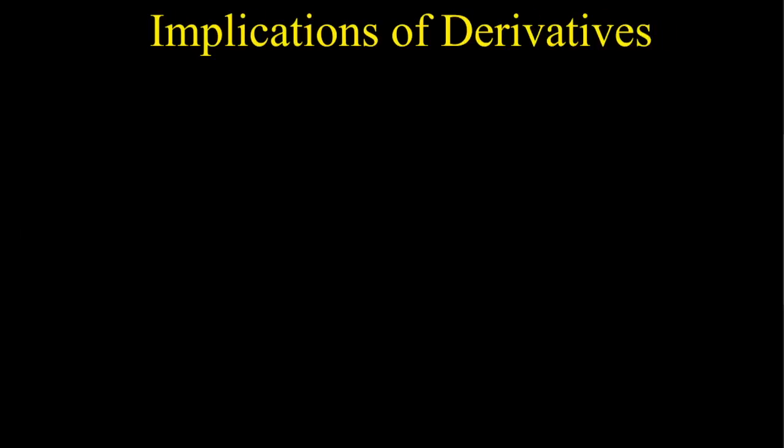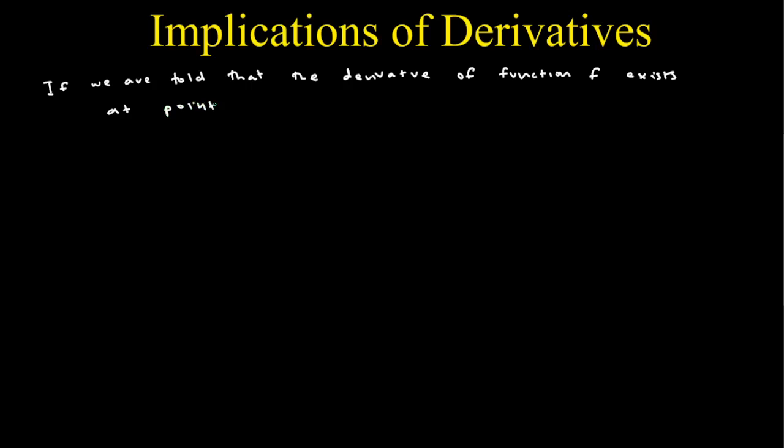Alright, so here we're going to talk about some implications of derivatives and differentiability. So if we are told that the derivative of function f exists at point A, right? That actually has a lot of implications about the continuity of a function at point A.